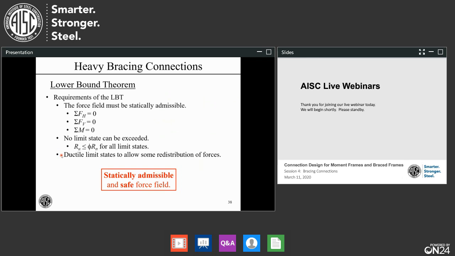Note that we need some ductility in our connection for this to work, because if one part of the connection starts to receive a little more load and it starts to be overstressed, it can't just break like glass. It has to hang in there. It has to support its load and hang in there while further load redistributes to other parts of the connection. So in summary, though, we're looking for a statically admissible and safe force field.